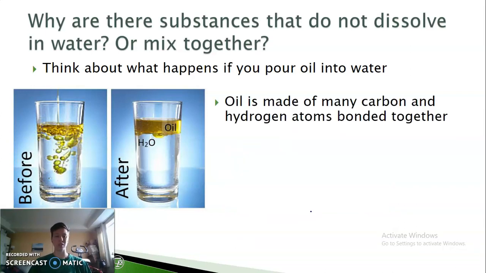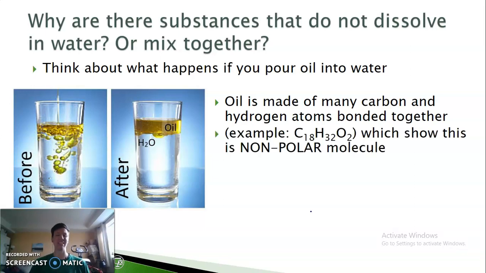So if you think about oil, oil must not have a charge. It's made of many carbon and hydrogen atoms bonded together. So an example of a possible oil chemical formula is C8H32O2. Now what we've talked about is C-H bonds are non-polar.